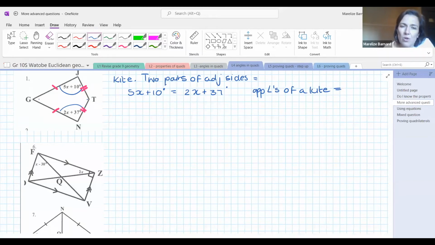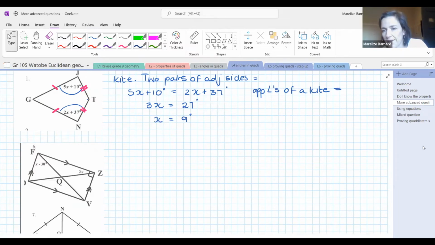And now we're going to solve for x. We subtract the 2x on both sides, so we get 3x. And then I subtract the 10 on both sides, I get 27. That's just plain old solving an equation that you've been doing since grade 8. And then x is going to equal 9 because I divide by 3 on both sides. Okay, x is 9. There we go. All right.